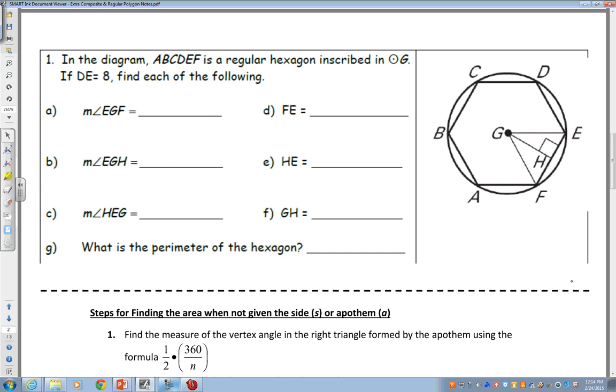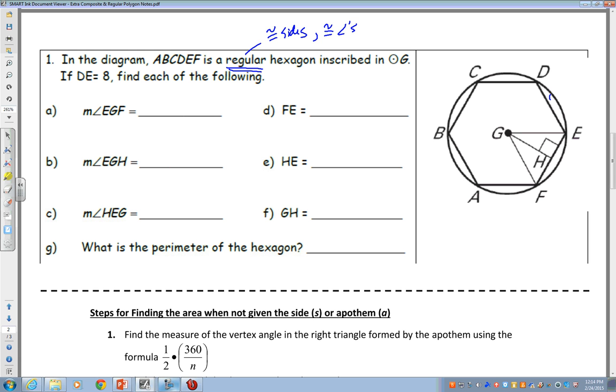All right, in the diagram, ABCDEF is a regular hexagon. Y'all do recall what regular means? For it to be regular, what has to occur? Regular hexagon. Yeah, you're gonna have two things. You're gonna have congruent sides, and you're gonna have congruent angles. So any regular polygon means that all the sides are gonna be congruent, all the angles are gonna be congruent. For this one, they said it's described in circle G.